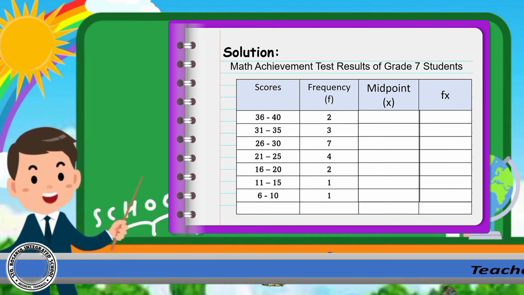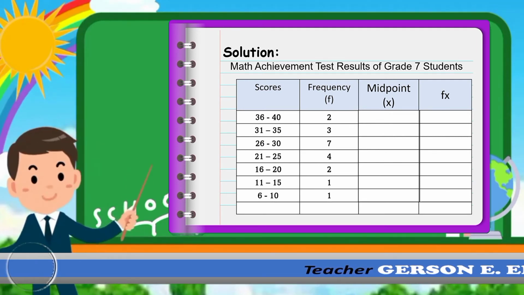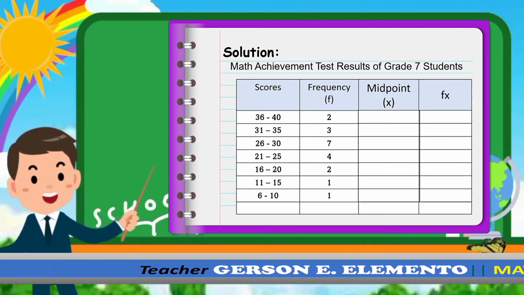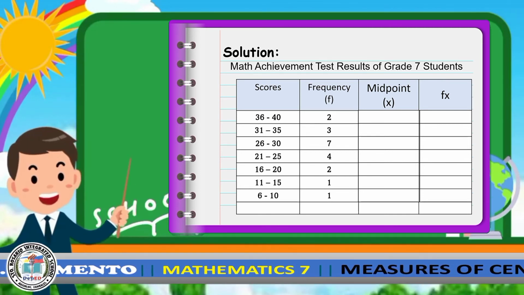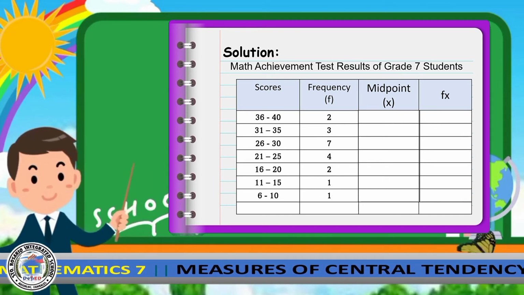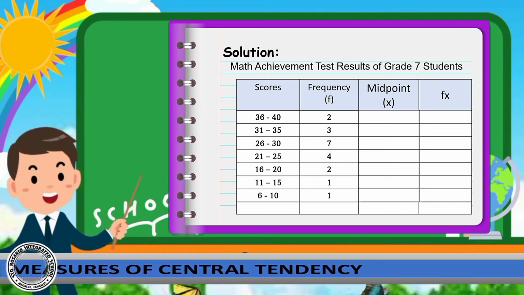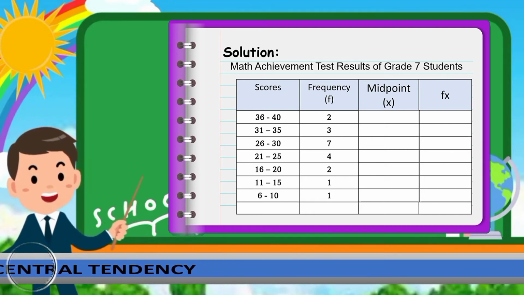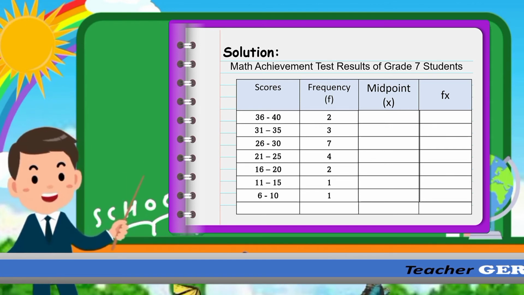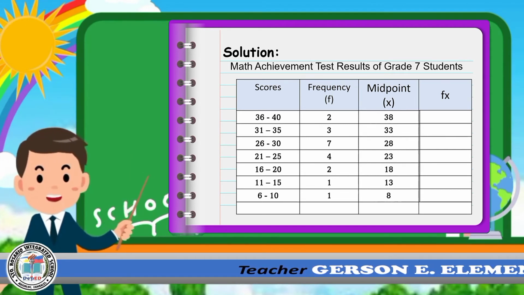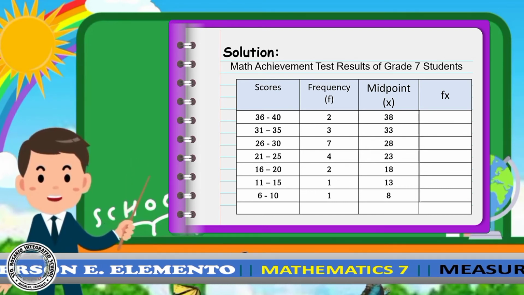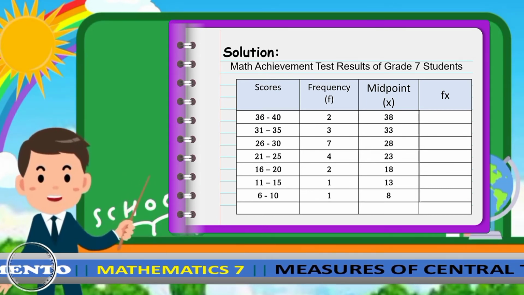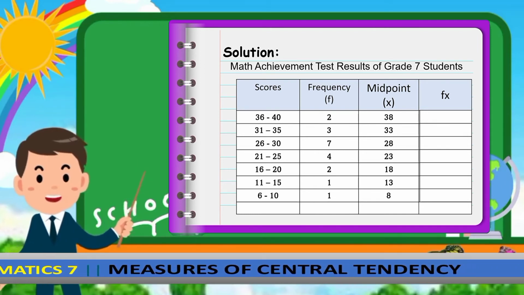Solution: we need to add two columns. Column for midpoint or x, column for fx. To find the midpoint, we need to take the middle value of each class or scores. We start from the bottom. Here we have 6 to 10. 6, 7, 8, 9, and 10. The middle is 8. The next one is 11 to 15. 11, 12, 13, 14, 15, the midpoint is 13, and so on.